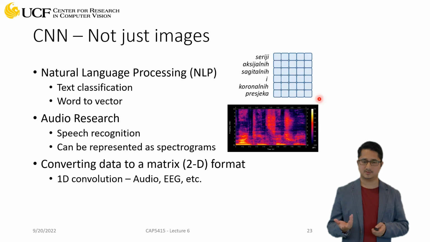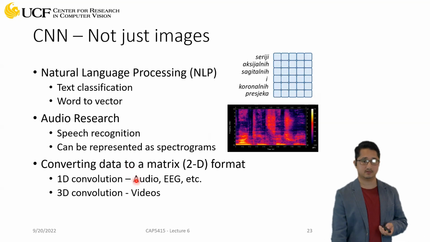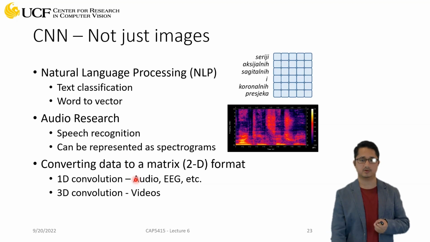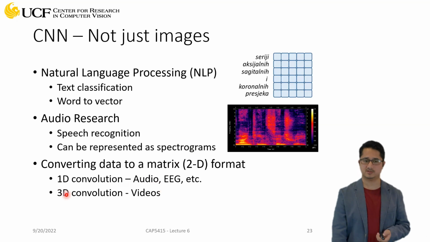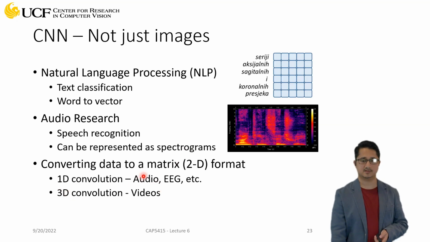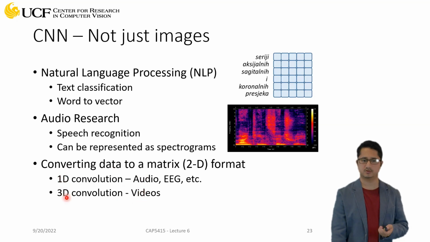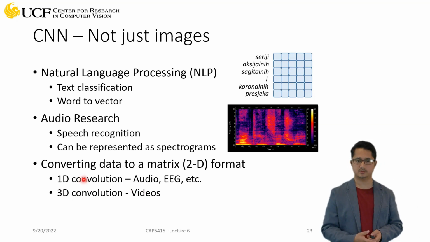If it's audio, you can use 1D. You can even just take the raw signal. You don't have to even convert that to spectrograms. So it will change the operation you are using. If it's a one-dimensional signal, you will use 1D convolution. If it's high dimensional, let's say videos, you will use 3D convolution. For images, it's 2-dimension, so you use 2D convolution.